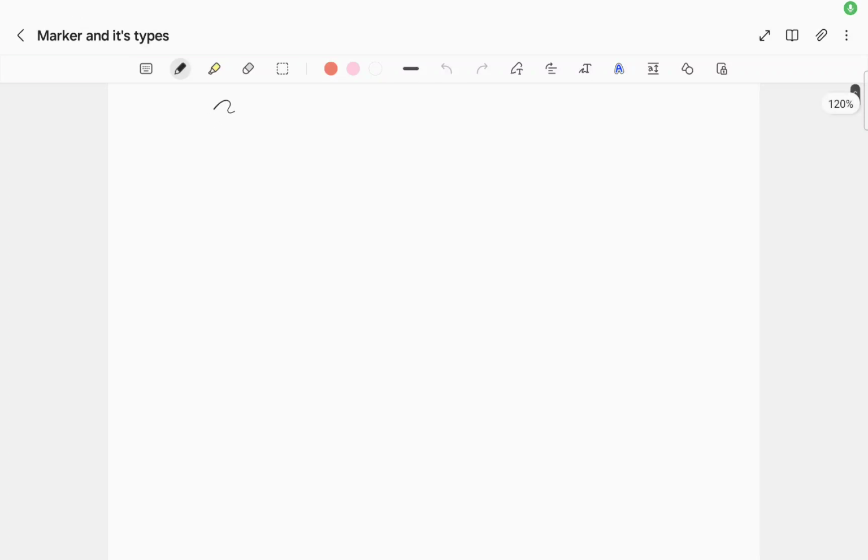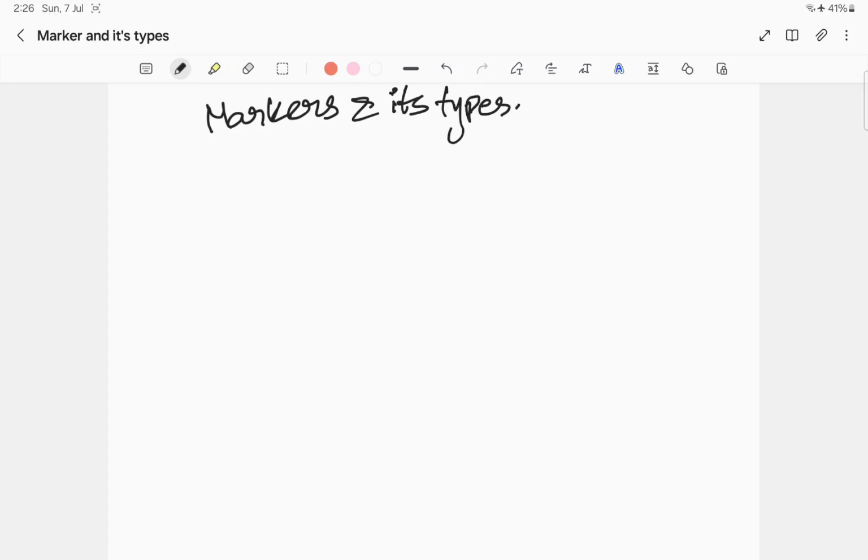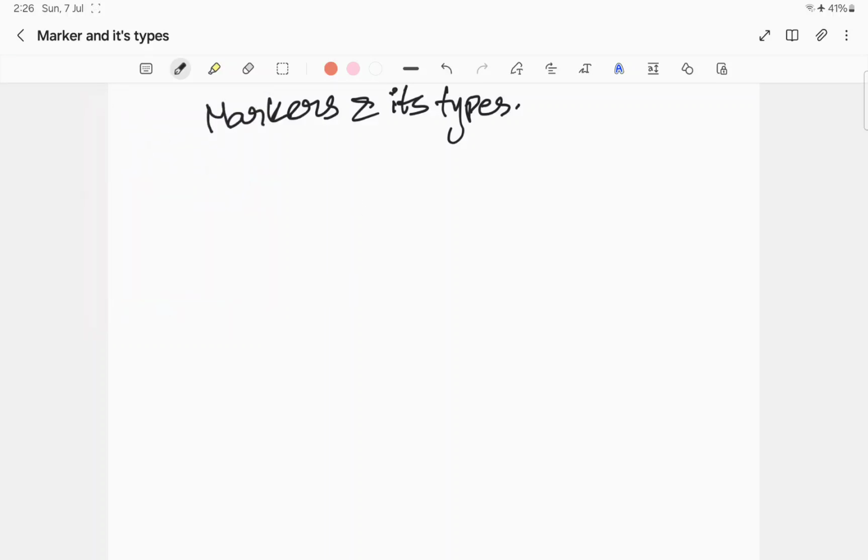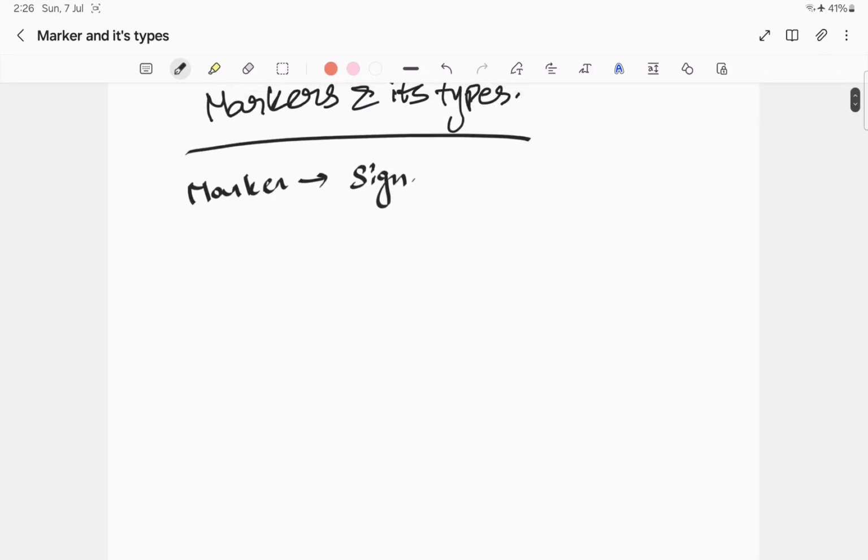Guys, today we are going to discuss markers and their types. Okay, let's start. First, we'll get to know what a marker is. A marker is any kind of sign. Any kind of sign is said to be a marker.